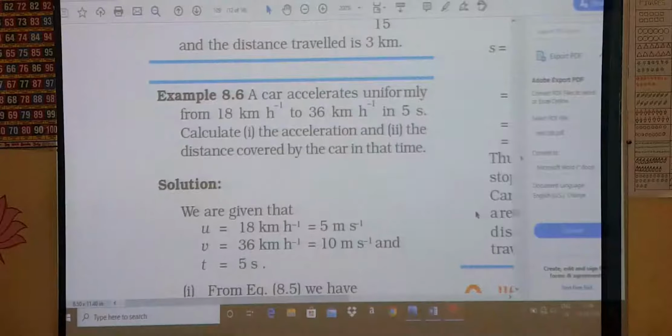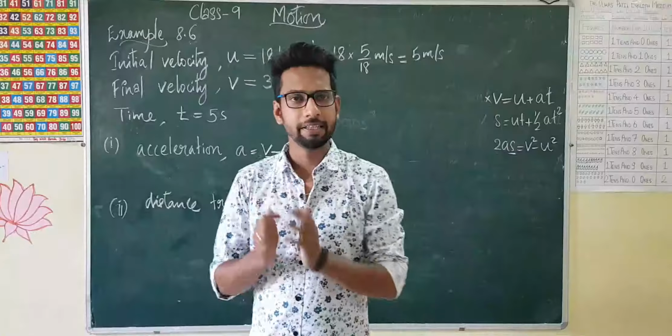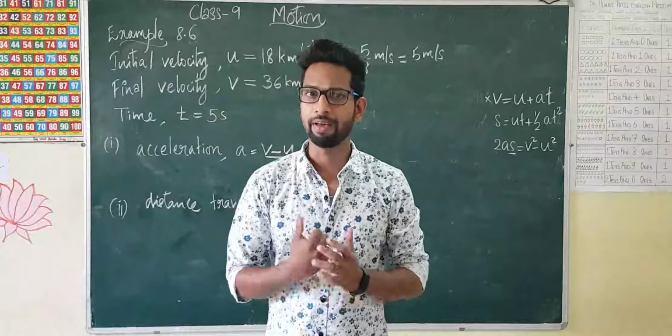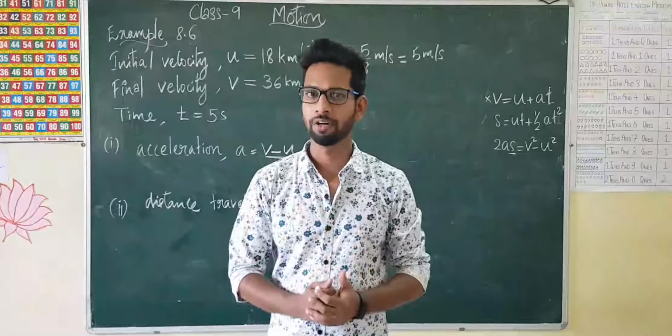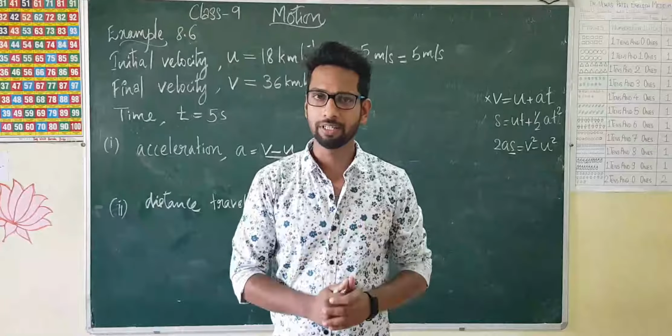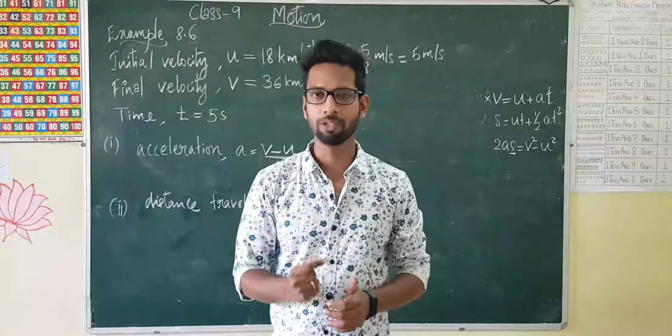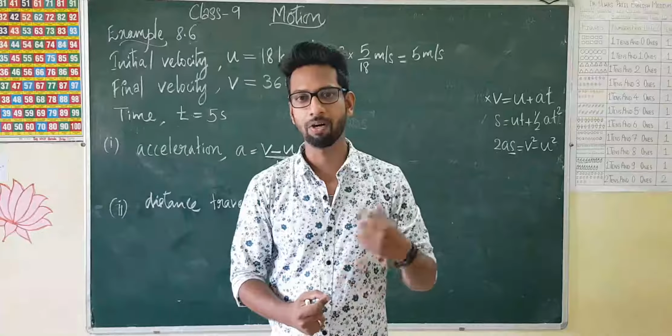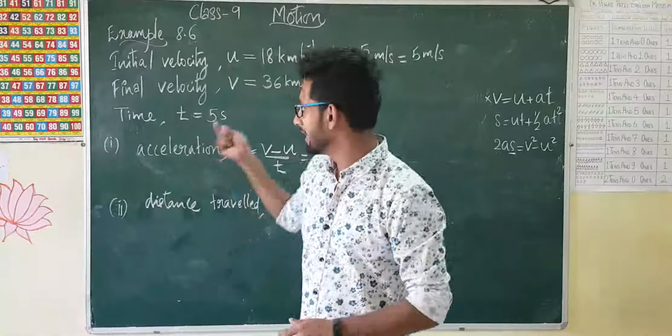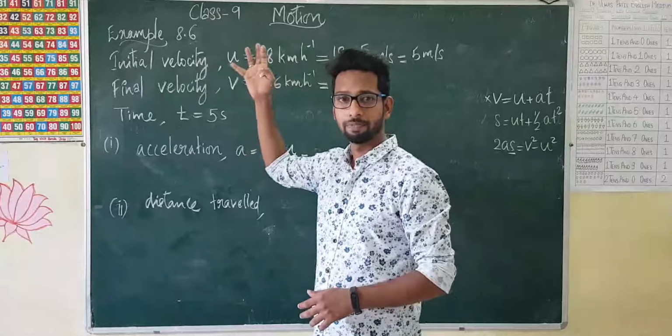Next example, example 8.6. A car accelerates uniformly from 18 km per hour to 36 km per hour in 5 seconds. Calculate the first one, the acceleration, and the second one, the distance covered by the car in that time. This example is the same as the previous one we have solved. First, we have to write out the quantities given in the question.